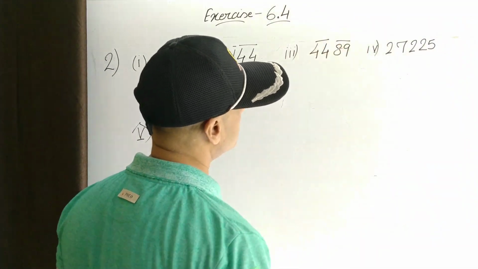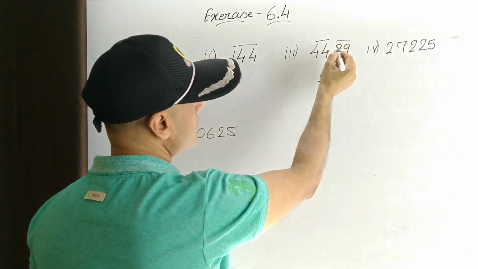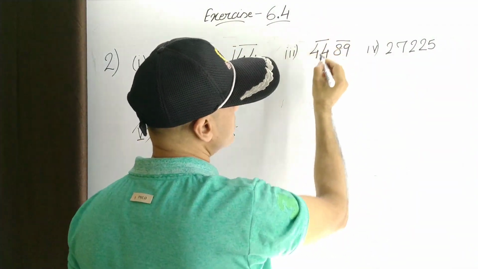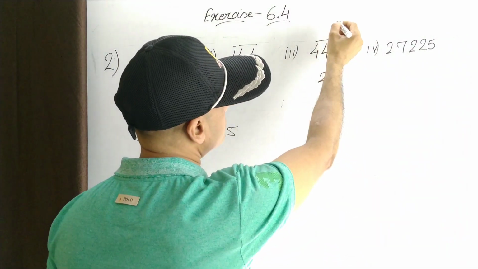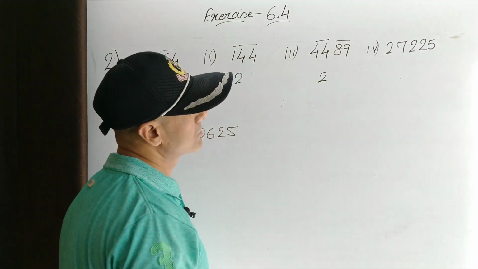Here also 2 pairs, and hence we'll have 2 digits. We'll divide twice, and every time we divide we'll get one digit in the quotient, hence the square root of this number will have 2 digits.